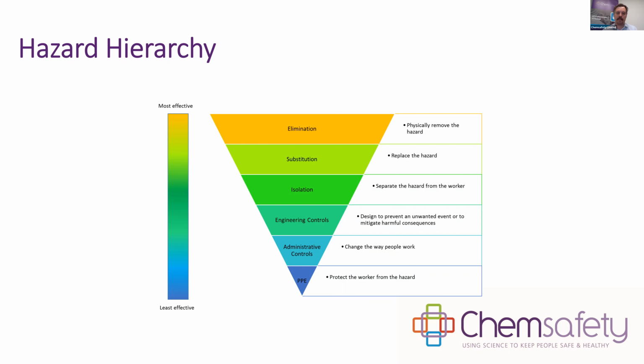In that case, some of the controls that can be implemented are job rotation to limit exposure to individuals, and changing shift lengths and patterns to limit exposure. And then finally, at the bottom, the least effective but most commonly used control is PPE. So putting personal protective equipment on the worker to protect them from the hazard. For solvents, that involves using gloves, protective clothing and respiratory protective equipment to protect them from exposure.